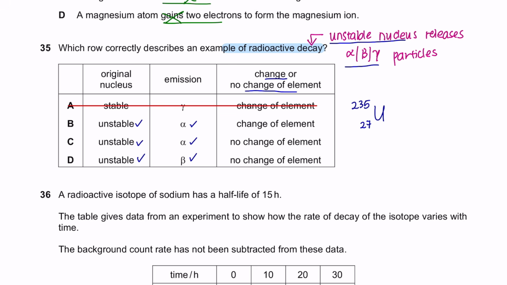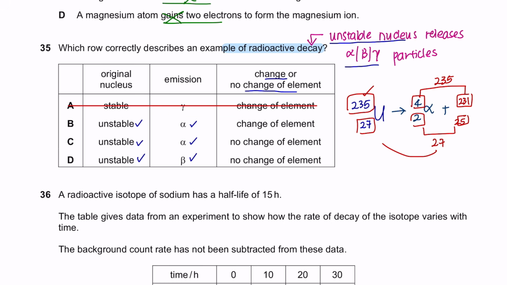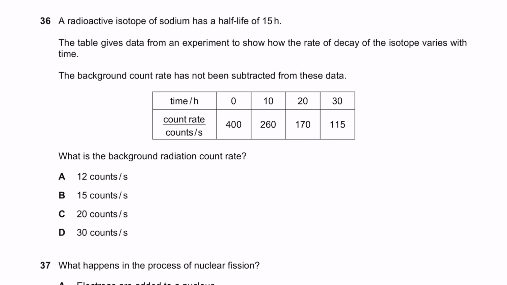For example, if you have an unstable nucleus of uranium, let's say it decays to release an alpha particle. When it releases an alpha particle, the number of nucleons here is 4, meaning that the total number of nucleons here must be the same as it began, which is 235. And the number of protons must also be equal to how it began. So as you can see here, the number of protons is different, the number of nucleons is different, meaning that the element must be a different element. So yes, there will be a change of element. The answer is B.